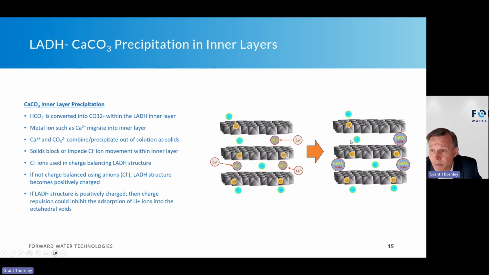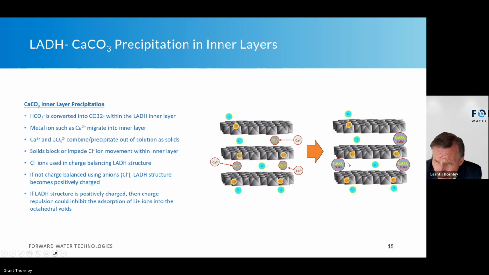Now, remember we talked about the inner layer moving back and forth through absorption or desorption, or lithiation, delithiation. Well, if I have solids trapped in there, I'm not going to get any movement. In fact, I'm starting to plug. Think of these as channels. I'm going to start plugging those channels. So the ability for chlorides to move freely through the inner layers becomes inhibited if I have solids.